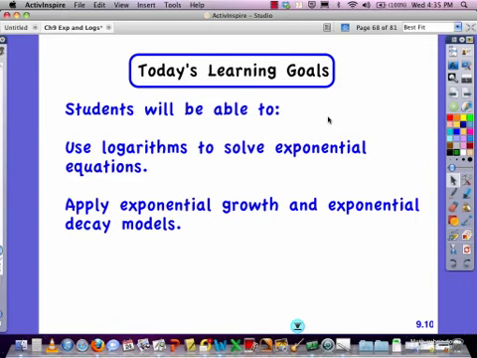Okay, last but not least, we need to discuss how we use logarithms to solve exponential equations. So using logarithms, it's going to be a couple little properties, but this will be that last little piece that you hopefully have been looking for, because you have been wondering how in the heck can I use my calculator for things other than base 10.